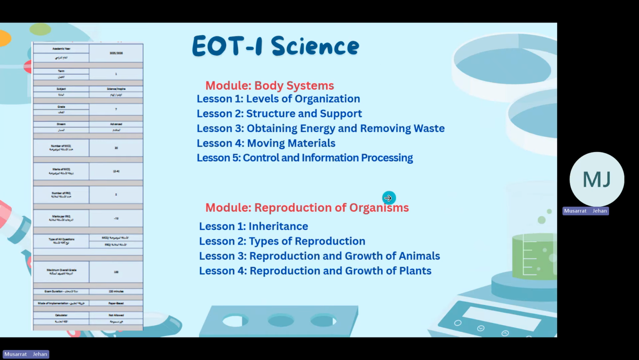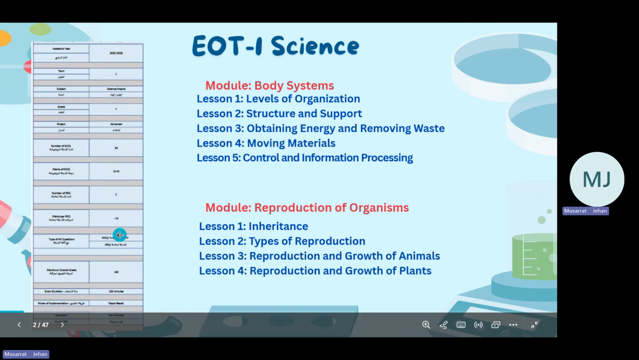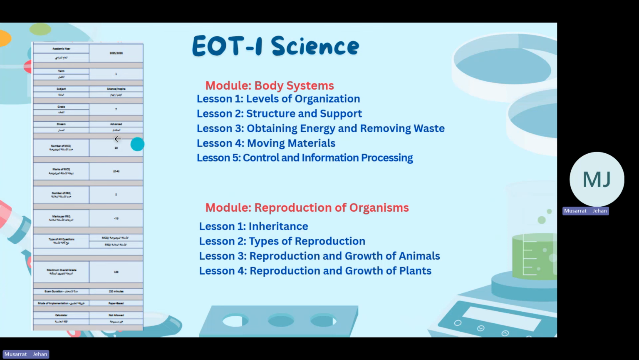Before we start going into the details of the questions, I would like to remind you that this year the questions that are going to come for the multiple choice questions, that is a computer-based assessment, will be 20 questions. So you have to answer 20 questions in 1 hour. And the modules which are going to come for your exam are 2 modules: body systems and then the reproduction of organisms. Body systems includes 5 lessons.